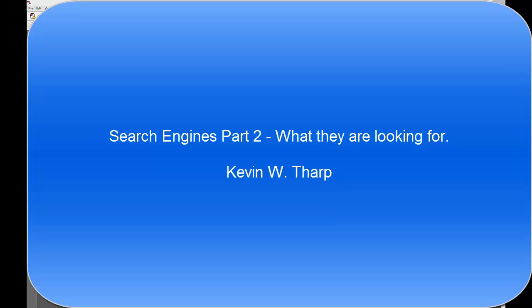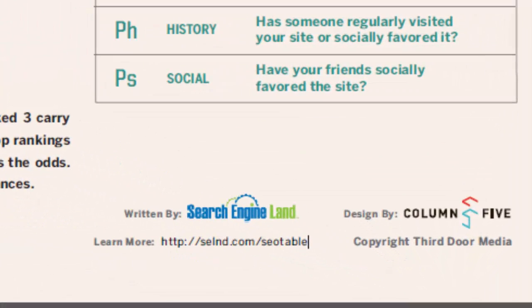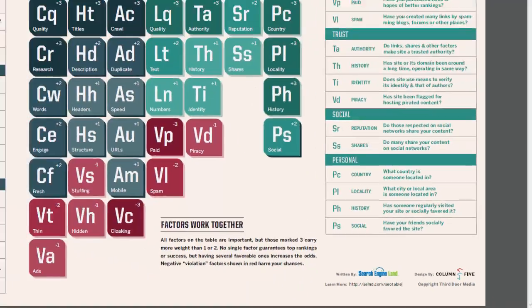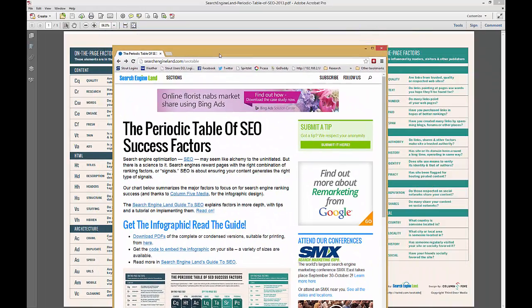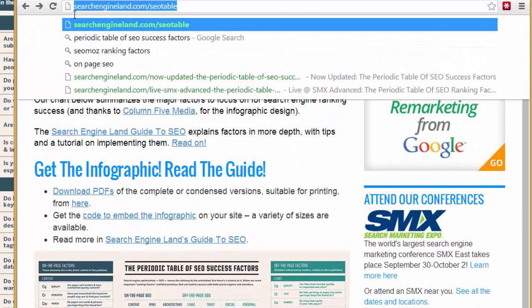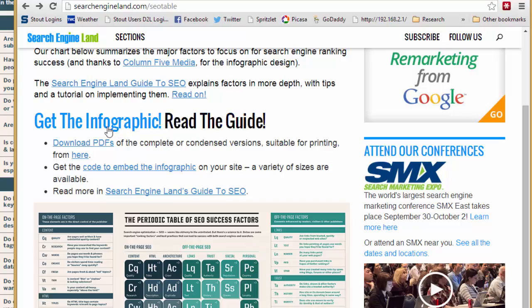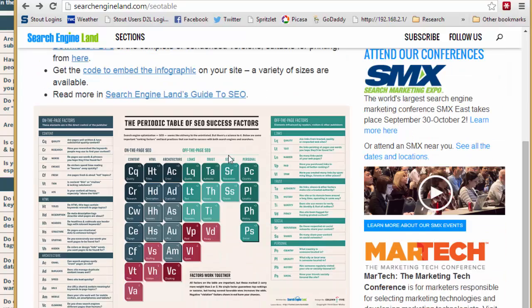Today what we're going to be doing is taking a look at what it is that search engines are looking for in your site. We're going to use as the tool for examining this the periodic table of SEO success factors, and that is put out by Search Engine Land. This gets updated periodically, and they have set up a site dedicated to this. It's a place where you can get different versions of the document, PDFs, and the code to embed it, etc.